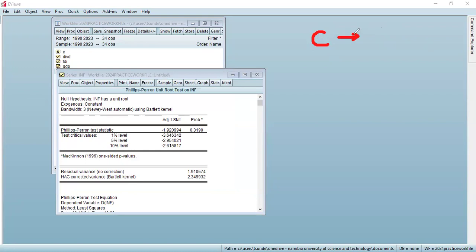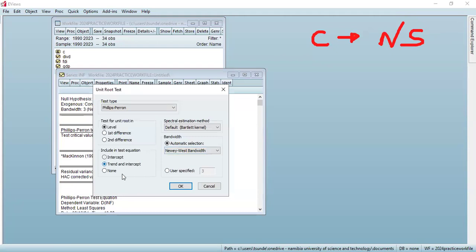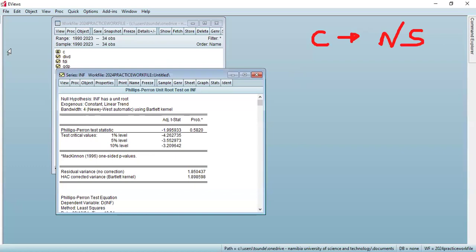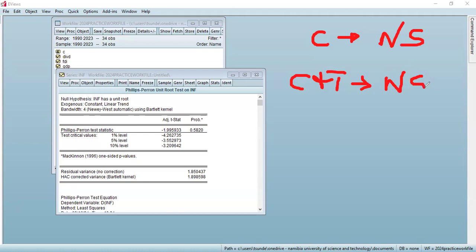Stationary, non-stationary. Non-stationary, sir. Right. Then let's repeat the test. What is it telling us? This is constant and trend. It's also non-stationary. I hope you are seeing what I'm seeing.